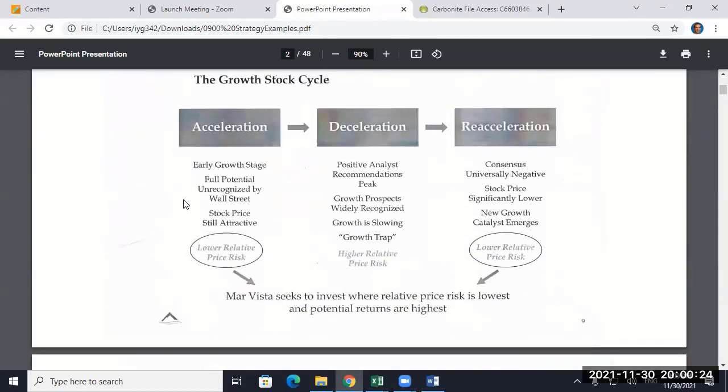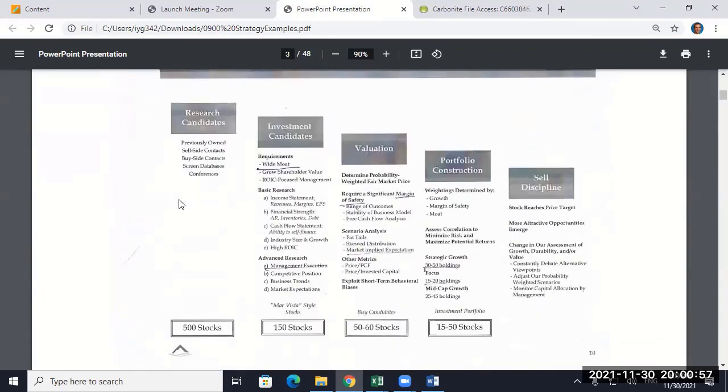So they're looking for stocks that are meeting these criteria: acceleration or reacceleration. Seeks to invest where relative price risk is lowest and potential returns are highest. Who doesn't want to do that? I want stocks that are going to go really, really fast, make a whole lot of money, but they're really cheap. That's what I want to buy. Anybody here want stocks that are really duds? They're not growing very fast, but those stocks are really expensive right now. Try that in an interview. I'm looking for stocks really expensive, but they're not very good companies. If I can do that, I think I'll beat the market.